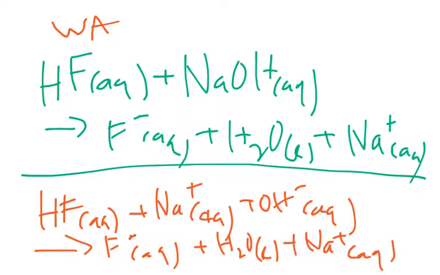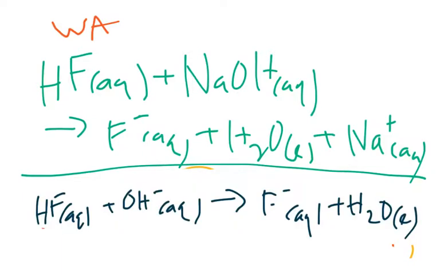So do you notice any spectator ions? Well, I sure do. The sodium is the same on both sides, so we can remove that, and I will rewrite it right now. So now that it's rewritten, we can clearly see that the H in HF is being transferred to the OH minus to combine to form H2O.